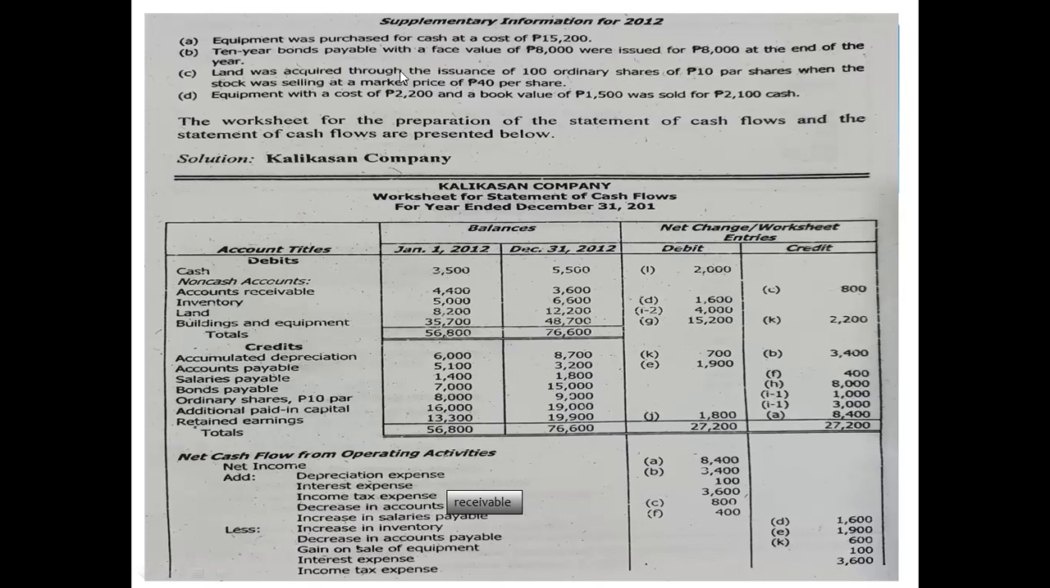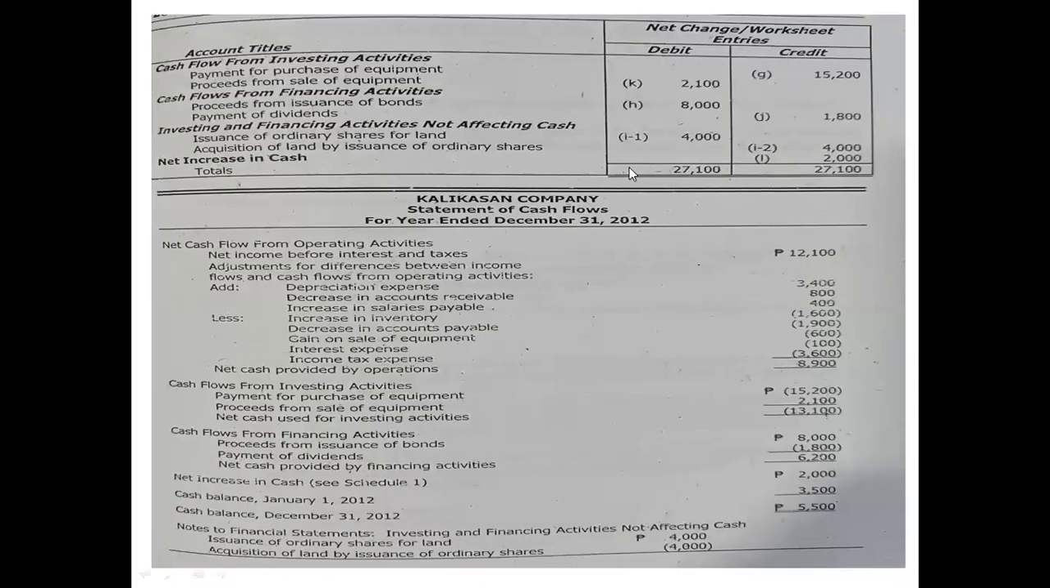Land was acquired through the issuance of 100 ordinary shares of 10 peso par when the stock price was selling at a price of 40 pesos per share. So that's 100 times 40, that's 4,000. So there's a net increase in cash of 2,000. So there's a total of 27,100.